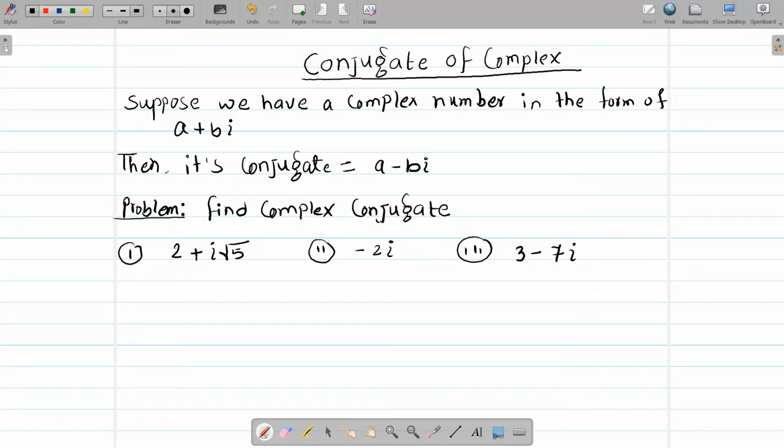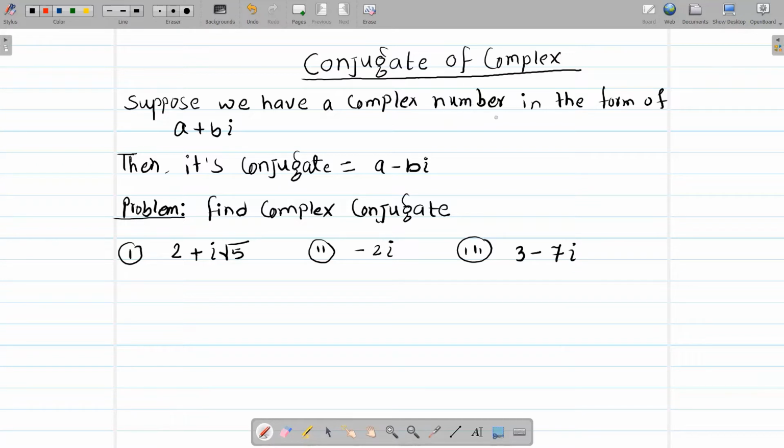Today I'm going to show you how to find the conjugate of a complex number. So let's see what conjugate means. Conjugate means simply changing the imaginary part. The change of the imaginary part.